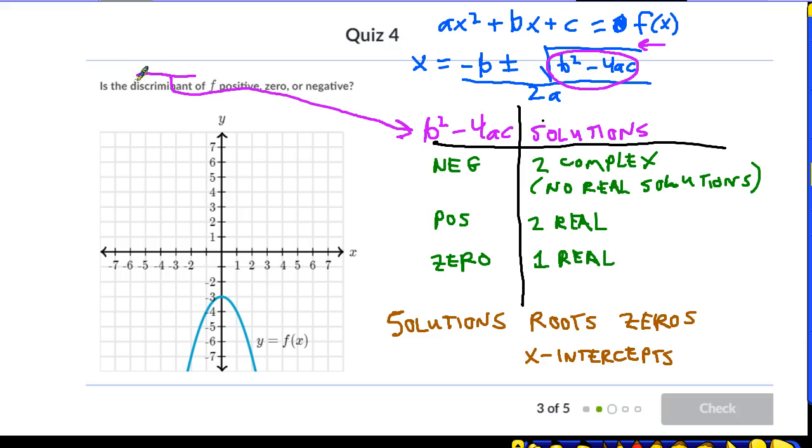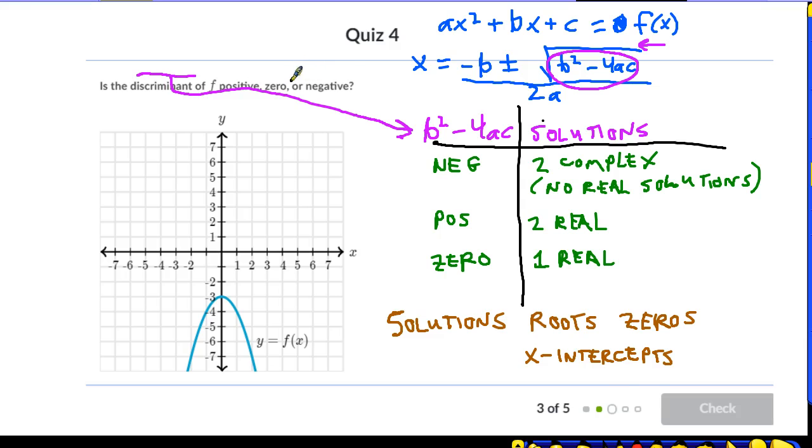So now what we're going to do is put together all of this information to try to answer their question. Is the discriminant of f positive, 0, or negative? Anyways, the deal is this. Take a look at this graph of this parabola. How many x-intercepts are there? If you believe that there are 0 x-intercepts, then you and I agree. And if there are no x-intercepts, then no x-intercepts means no solutions, or at least no real solutions. And so that means that our discriminant is going to have to be negative.